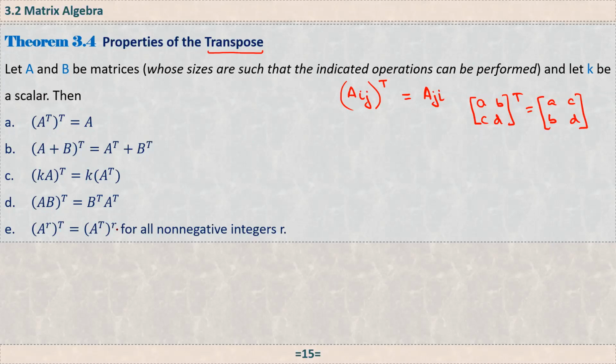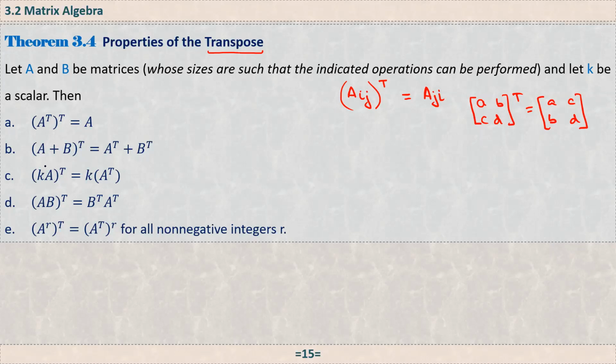The proofs are not so difficult. The second one says that (A plus B) transpose: if you're given two matrices and you add them and then transpose, it is the same as transposing each matrix and after that adding them. And we'll get the same result.